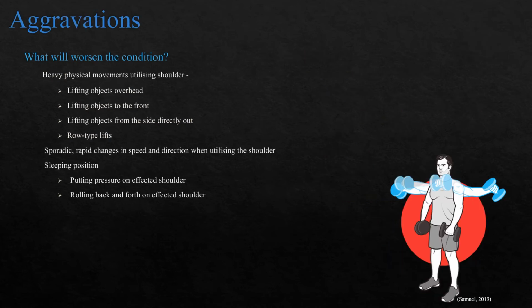Aggravations to adhesive capsulitis occur with physical movement. Movements such as lifting objects overhead, directly out to the side or to the front, or row-type movements. Additionally, it is advised to avoid sporadic, rapid changes in speed and direction when utilizing the shoulder and avoid sleeping positions that place pressure onto the affected shoulder. With this being said, light and controlled movements using the shoulder are recommended and will aid in recovery and minimizing loss of range of motion.